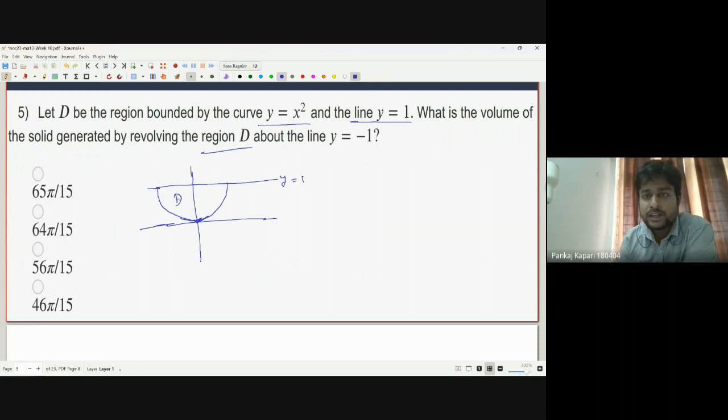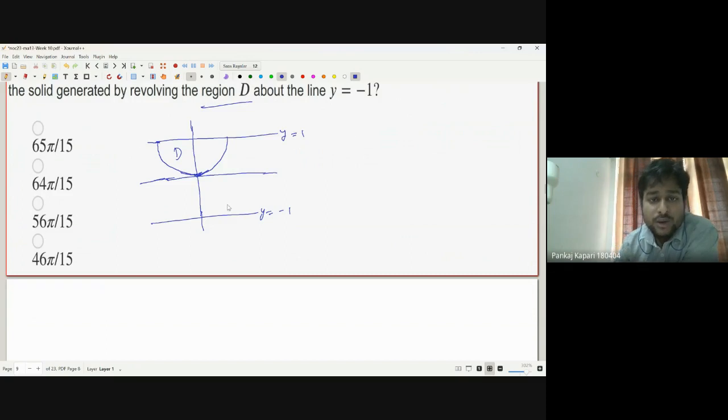This is our region D, and now we are rotating this region about the line y equal to minus 1, and because of that we are getting some solid. Now you can see that this region touches the line y equal to 0, and we are not rotating it about that line, right? If you rotate this region about y equal to 0, then you get this kind of solid.